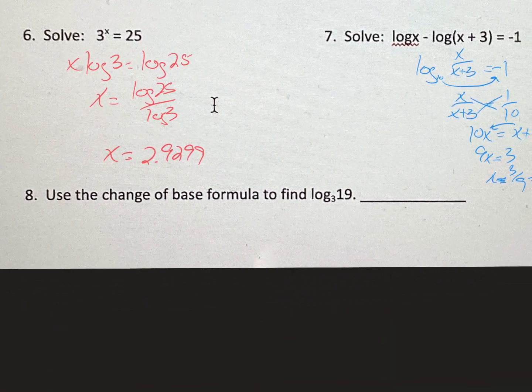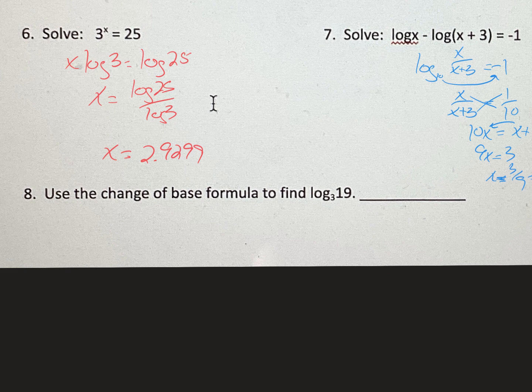Number 8, there's 2 ways you can do this in your calculator. The way this is, use the change of base formula, which means change it to base whatever you want, which means you can do log 19 over log 3. You could do ln 19 over ln 3, or you can go find the log button on your calculator and punch in that way. Log 19 divided by log 3. I'm getting 2.68. So no matter which way you go, that's what you should get.